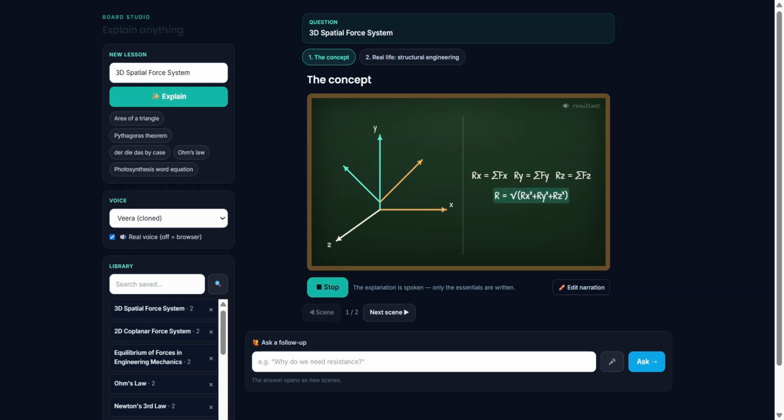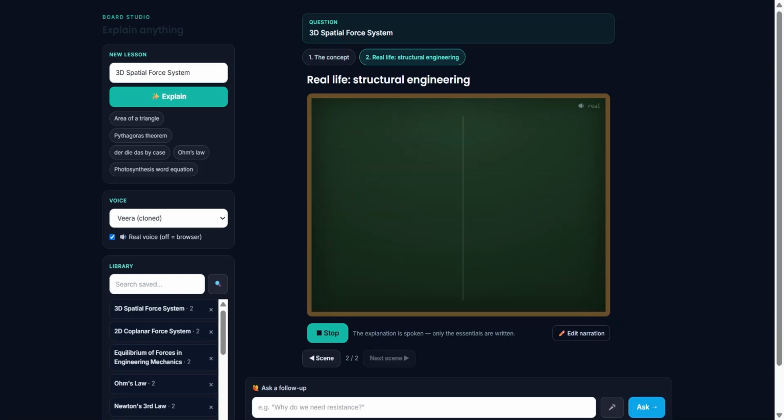The magnitude of the resultant equals the square root of Rx squared plus Ry squared plus Rz squared. Now let's see this in real life. In structural engineering, a crane hook experiences forces pulling in all three directions simultaneously.